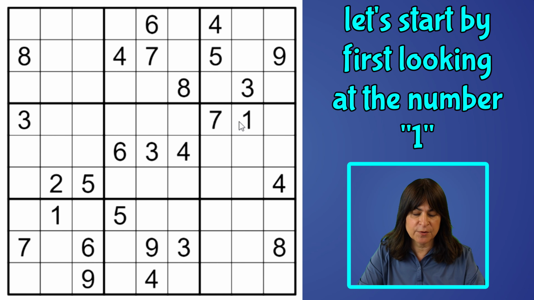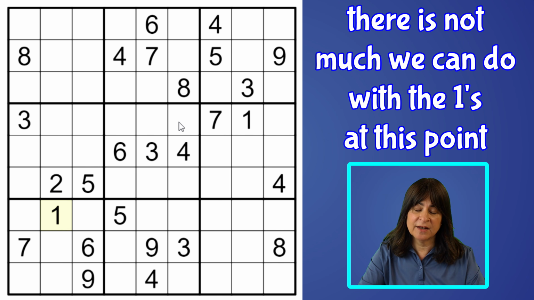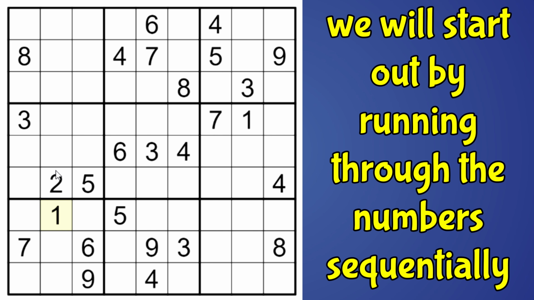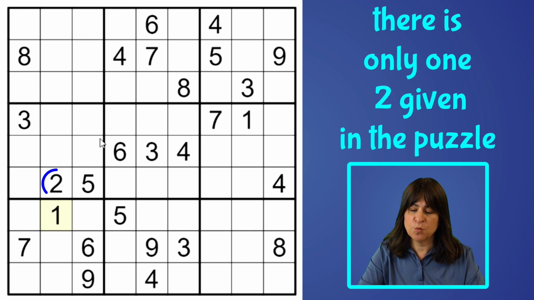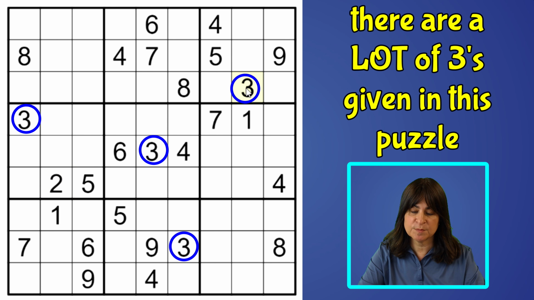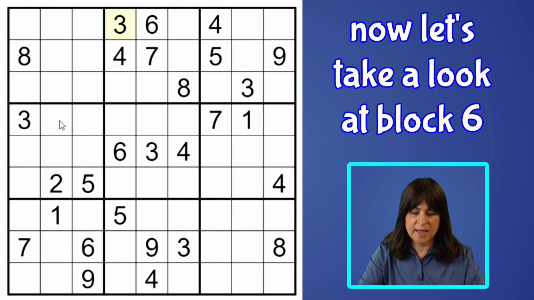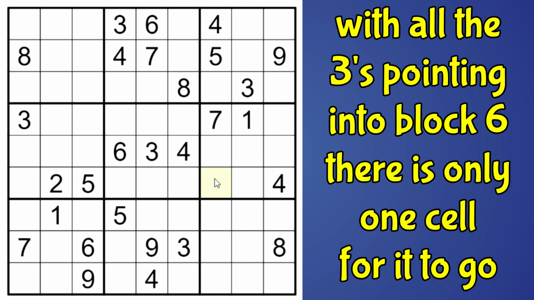Let's start by looking here at the number 1, and we have a 1 here and a 1 here, and there's not much I can do with that. So moving on to the number 2, there's only one 2. Okay, what about 3? We have a bunch of 3's in this puzzle, so looking at block 2, the only place a 3 can go is here. So let's put that 3 in. And now looking at block 6, there are a bunch of 3's all pointing into the block. So the only place a 3 can go in block 6 is here.